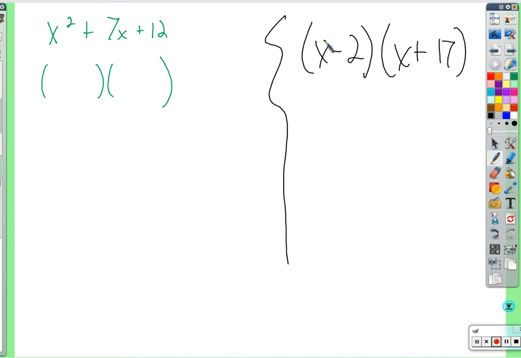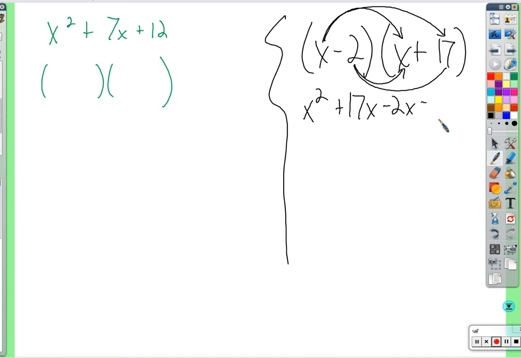So this first one here, distribute that. We're distributing the x to the x, that's x squared. And you do the first to the last. Multiply this one by that one, so you get plus 17x. And then you do that negative 2 times x, and then negative 2 times 17, negative 34.